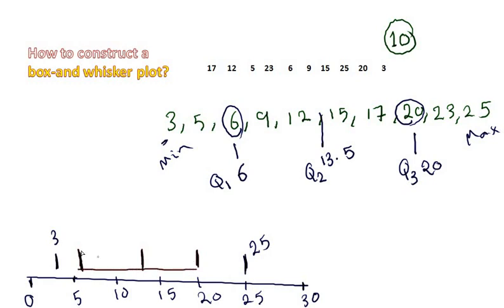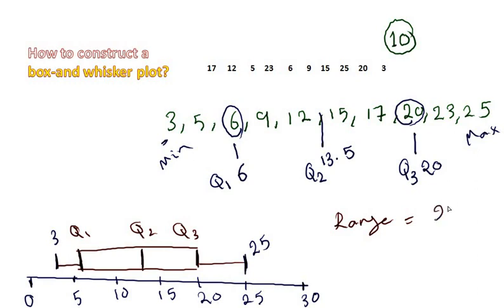Again, we connect the quartiles. Then we connect them with the minimum and maximum. This is Q1, this is Q2, and this is Q3. The range is 25 minus 3, or 22. And the interquartile range is Q3 minus Q1, or 20 minus 6, which is 14.